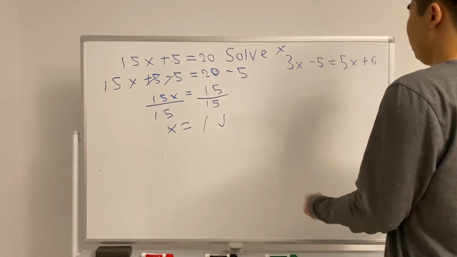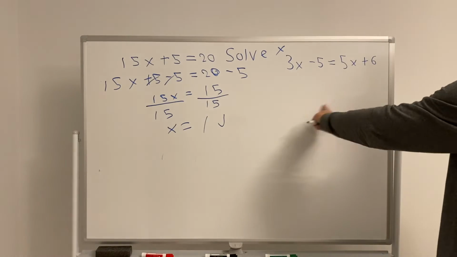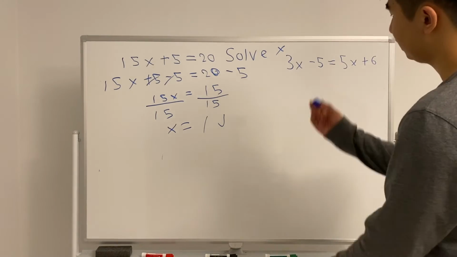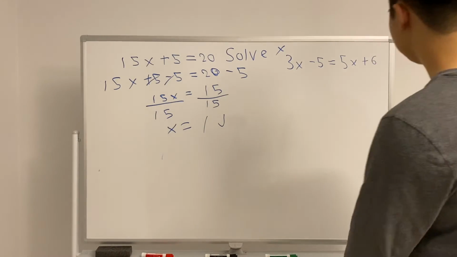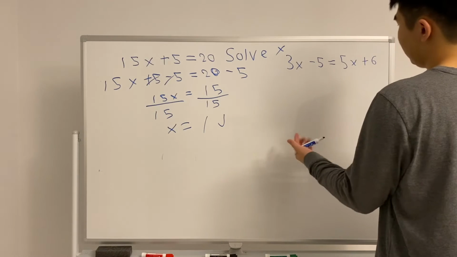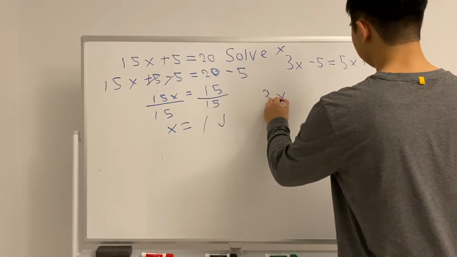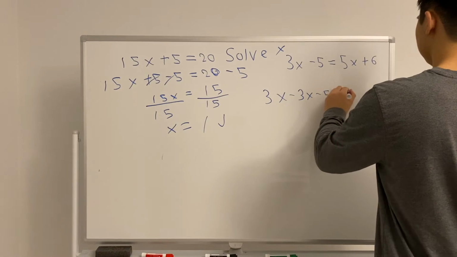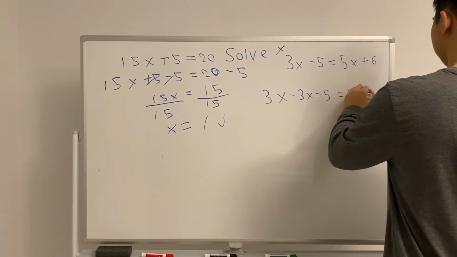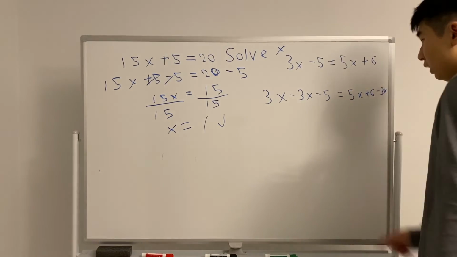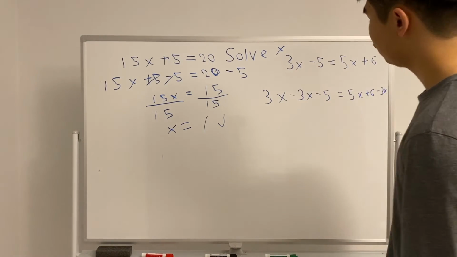But right now we can make things easier. So instead of moving the 5x over, let's move the 3x over, because 5x minus 3x is 2x, positive. So what I'm going to do here is subtract 3x from both sides. So 3x minus 3x minus 5 equals 5x plus 6 minus 3x. Anything I do on this side of the equation, I have to do to this side.